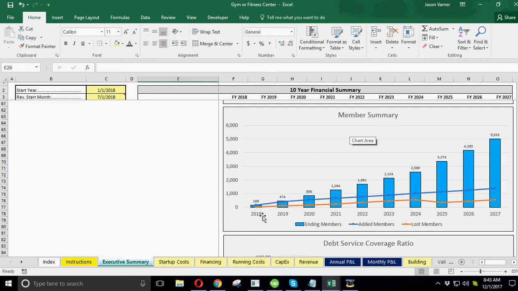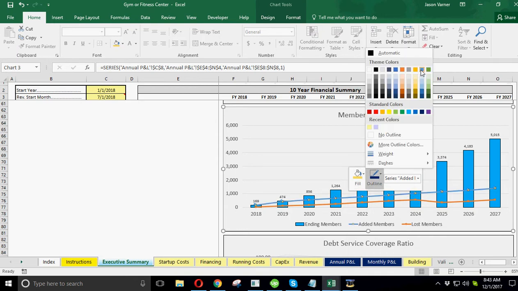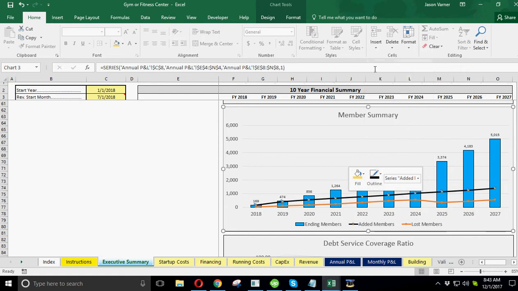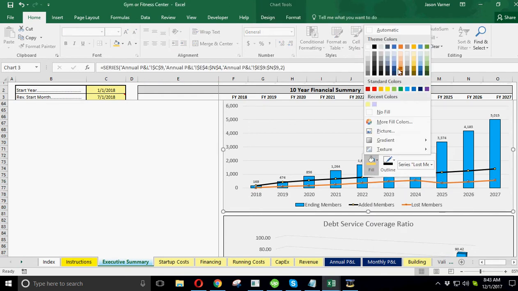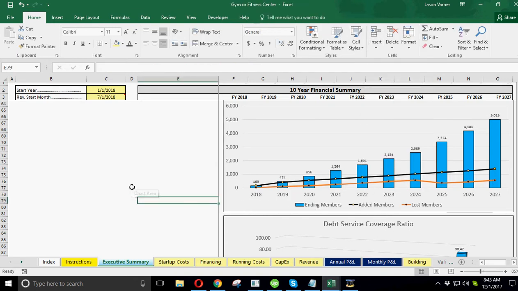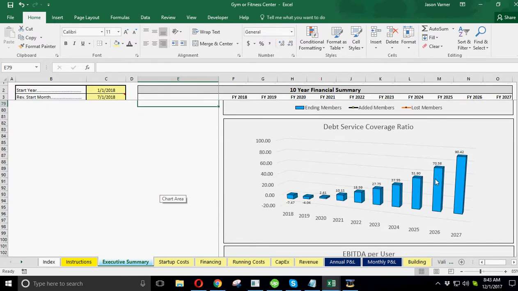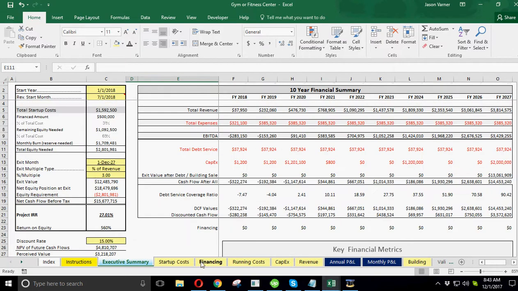Next is the member summary, which is showing you basically the bars are your ending subscribers at the end of the year, so you can see how much it's gaining. The added members is the blue, and actually probably should change that to some other color, black. There we go. So that's your added members, and this is your lost members, because obviously every single member that joins is not going to stay forever. Here's your debt service coverage ratio, and then the amount of EBITDA you're making per user. Okay, so that's the executive summary, 10-year.